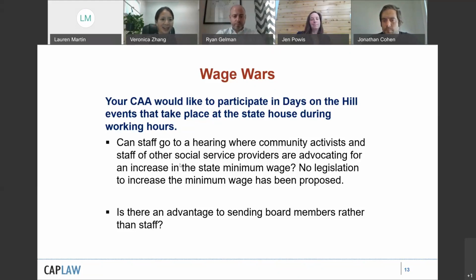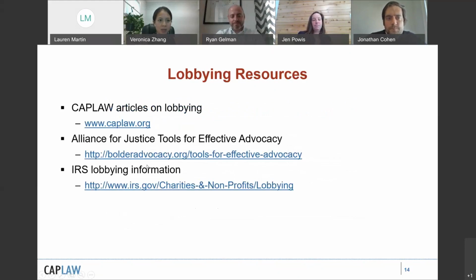That was a really quick fly through of these rules and some scenarios. I saw a few questions come in the chat, and so maybe, well, we have this slide which just cites a few different lobbying resources. We have articles that have been written specifically with community action agencies in mind, and Alliance for Justice, and I'm sure Jen will get into what Bolder Advocacy has, but they have a wealth of resources on lobbying. And then also a lot of the IRS rules that John mentioned are on the IRS's website with respect to lobbying. But while you're looking at that, I'll just flag two of the questions.